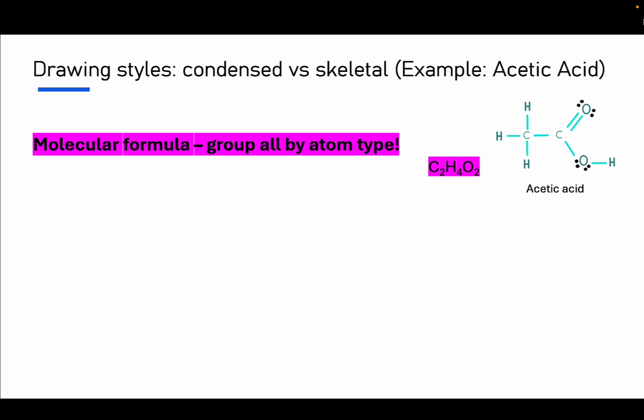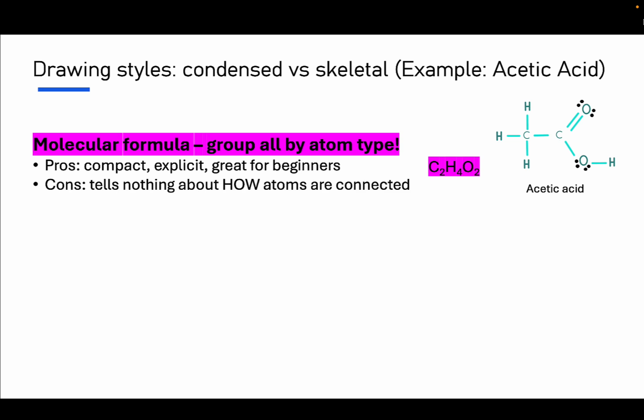It's ambiguous. We could connect 2 carbons, 4 hydrogens, and 2 oxygens in ways other than this way that's shown here. And so the pro of molecular formula is it's compact, it's explicit, it's great for beginners. This is still a formula for acetic acid. And the con, and it's a big one, is it doesn't tell you anything about how the atoms are connected. And so this is a real missing piece in the molecular formula that we really want to address when we are considering other representations for acetic acid.